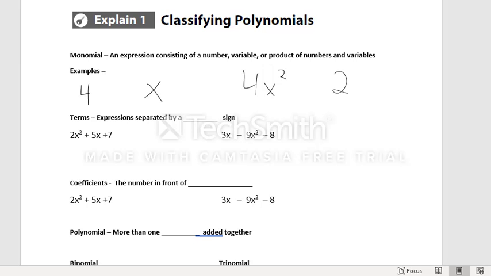Another example, 2xy. That would be another monomial. It's all together as one piece.